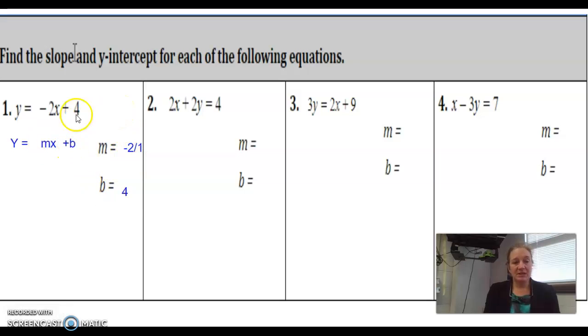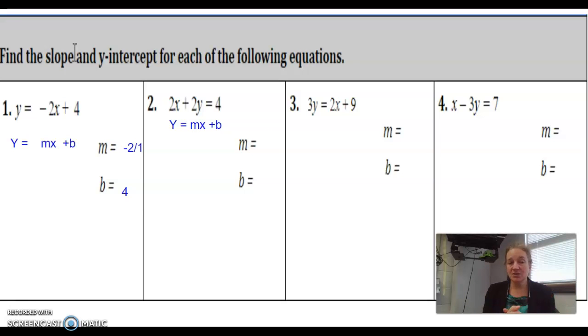And then my b is in the b spot. My y-intercept is 4. Okay? So that one's easy. Now let's look at number 2. I put y equals mx plus b on the bottom, but they don't line up. It doesn't say y equals. I have to get y by itself before this will work.